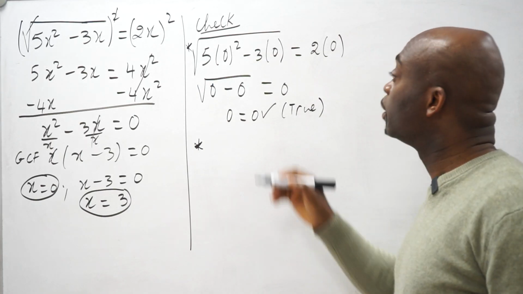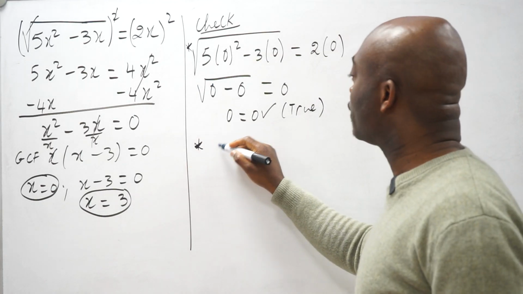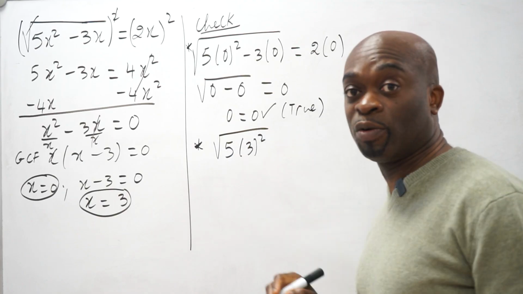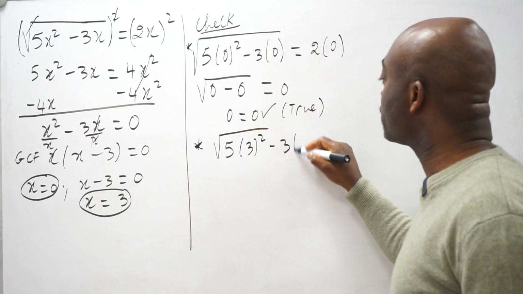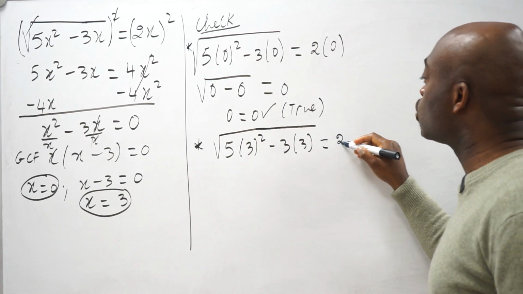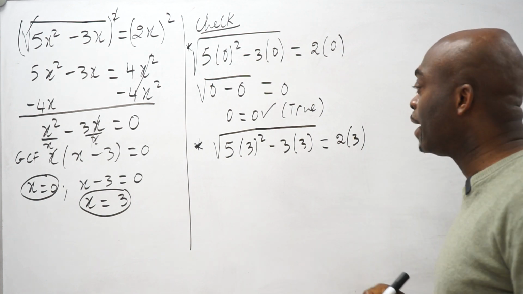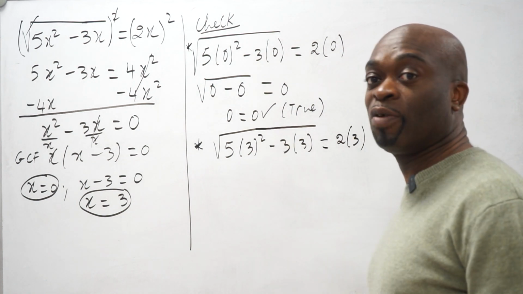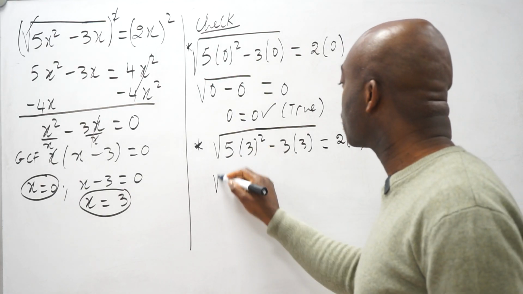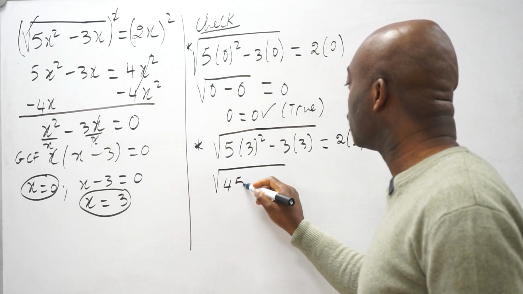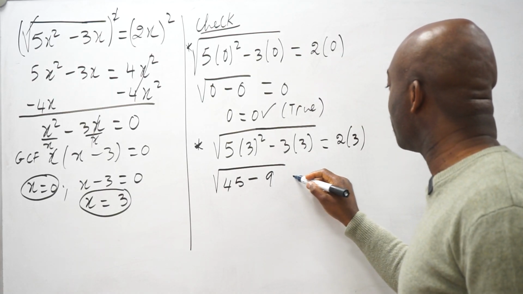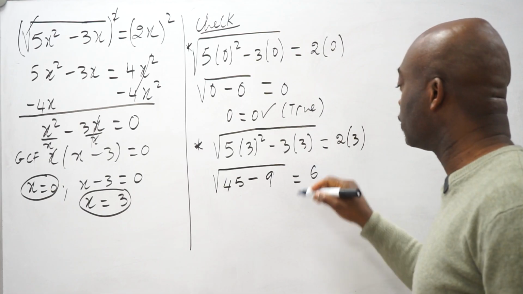For the second one, which is 3, we have the square root of 5 times 3 squared minus 3 times 3 under the radical. That should be equal to what? 2 times 3. All right? So what do we have? We have 3 squared, which is 9. And 9 times 5 is 45, right? So this one here is 45 minus 3 times 3, which is 9. And 2 times 3 is 6.